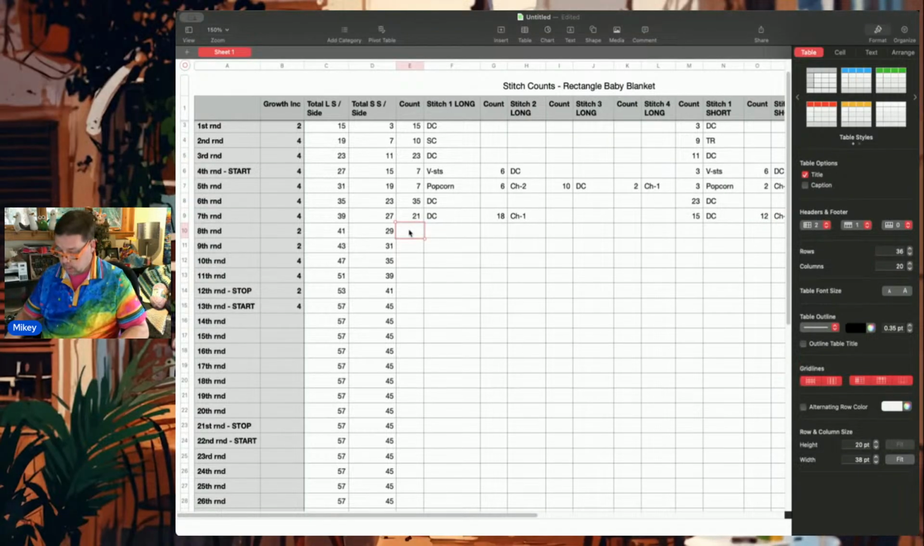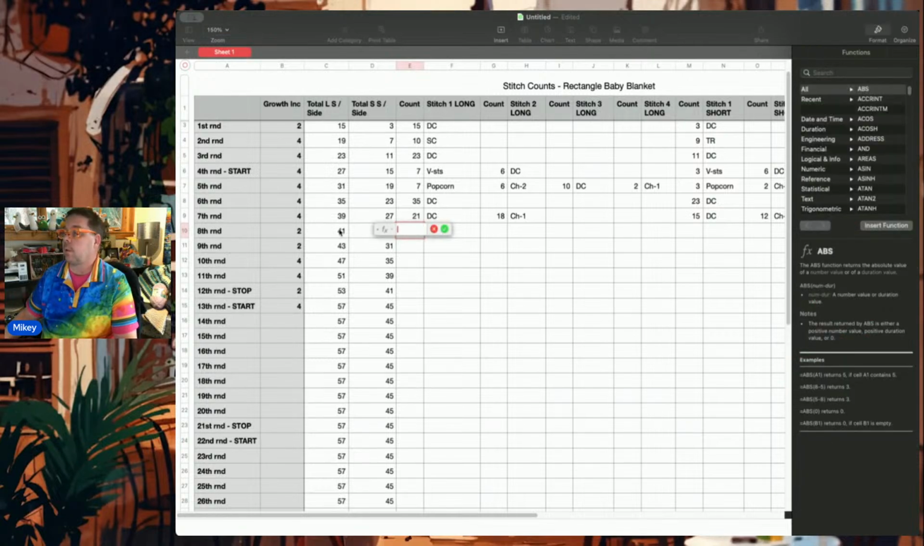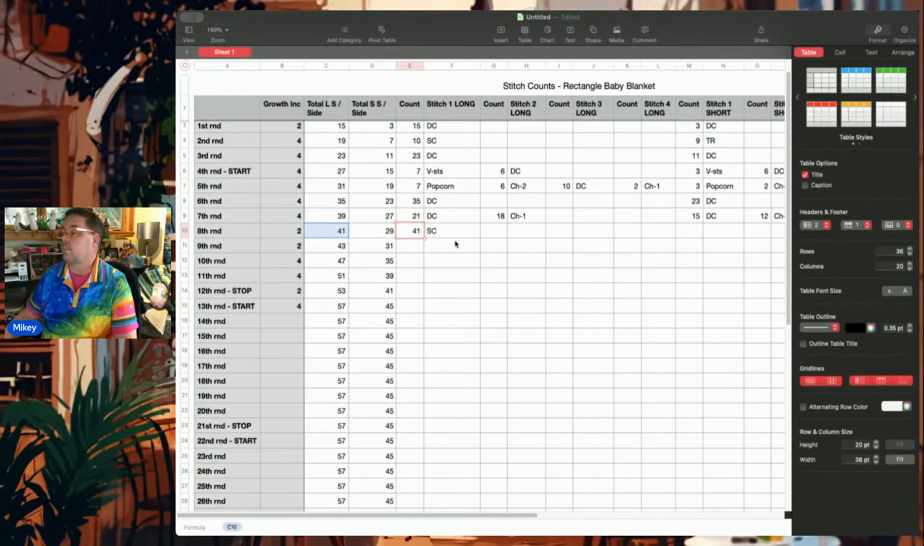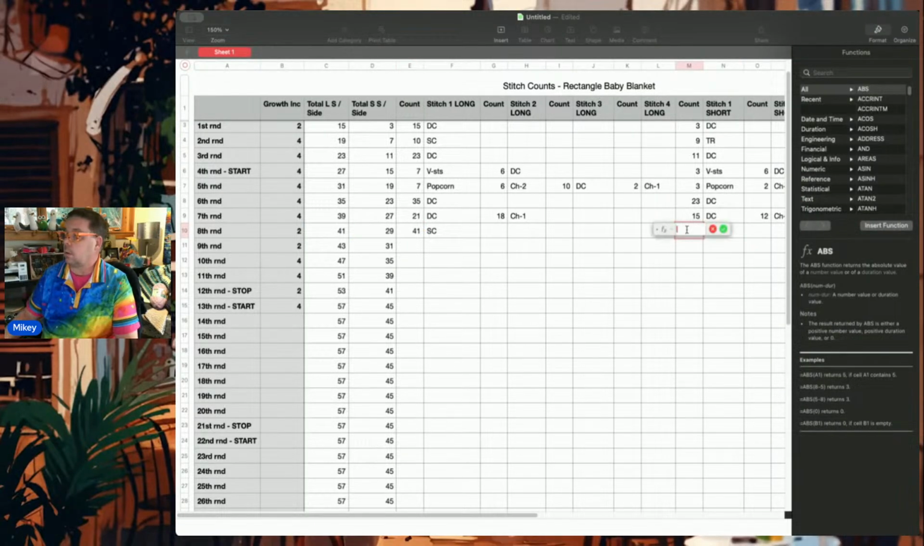Okay, number 8 is a single crochet round, and this grew up by 2, so we're just going to say it's single crochet. And then we're going to equal that one. And then equal that same number right there.